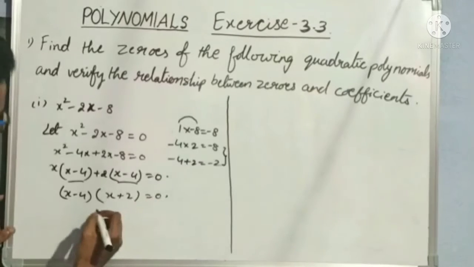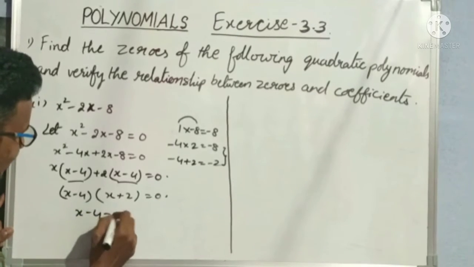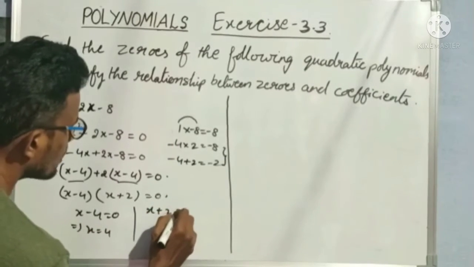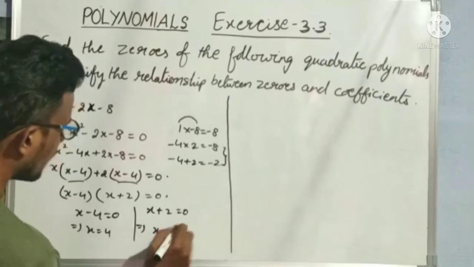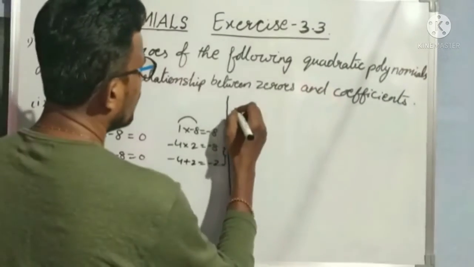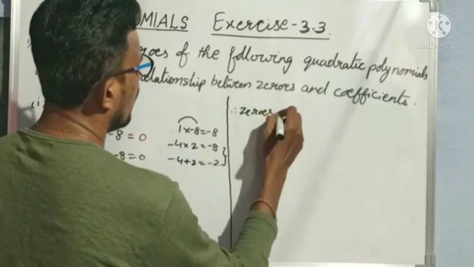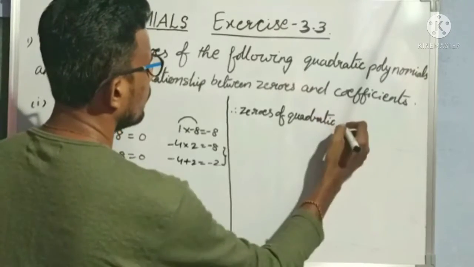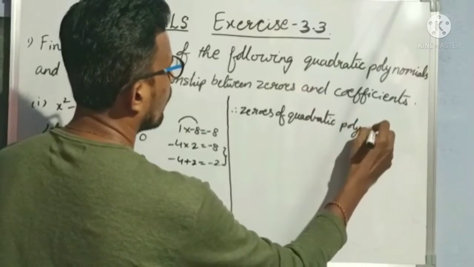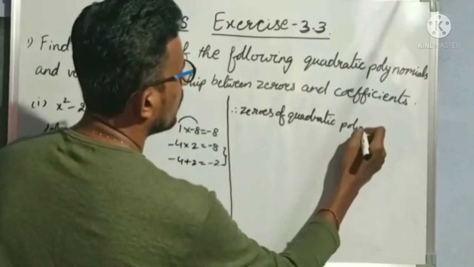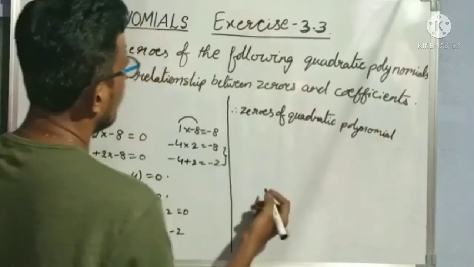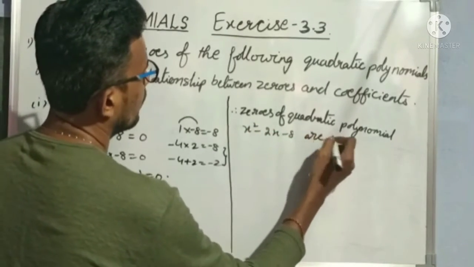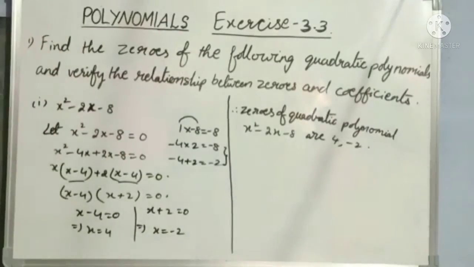From this we take each factor separately. x minus 4 is equal to 0 implies x is equal to 4. In the same way, x plus 2 is equal to 0 implies x is equal to minus 2. Therefore, the zeros of the quadratic polynomial x square minus 2x minus 8 are 4 and minus 2.